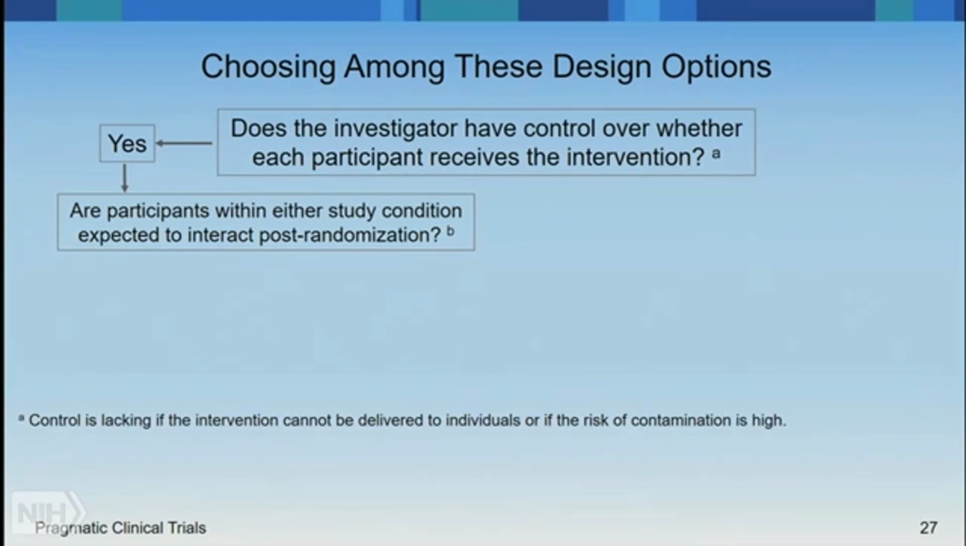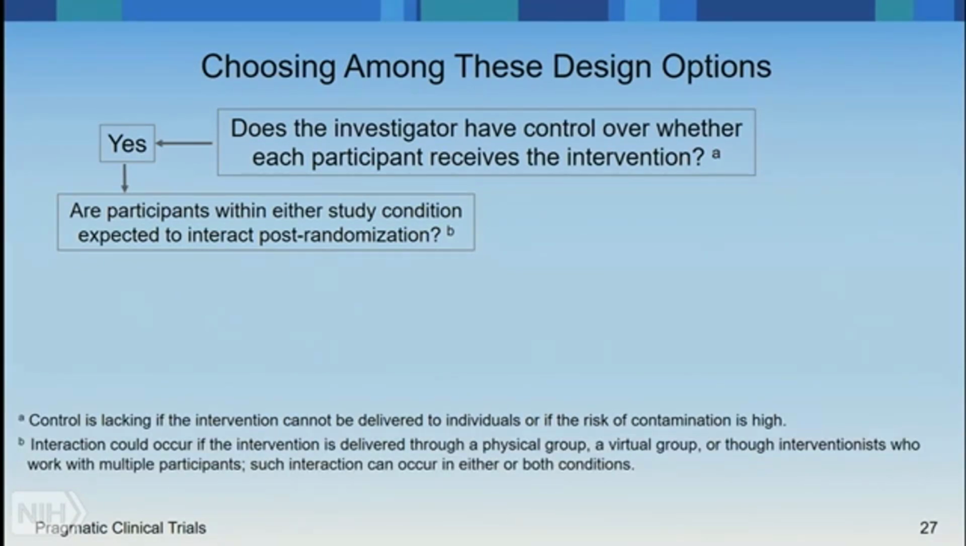Are participants within either study condition, my intervention arm or my control arm, expected to interact in any way post-randomization? That could happen if they're going to meet in a small group. Maybe it's a weight loss study and they come on a Tuesday night to get their weight loss class, or a Saturday afternoon to get their weight loss class, or a smoking cessation study.